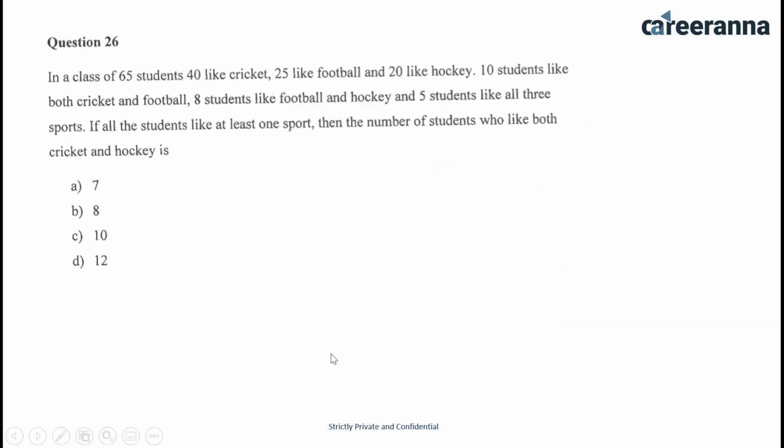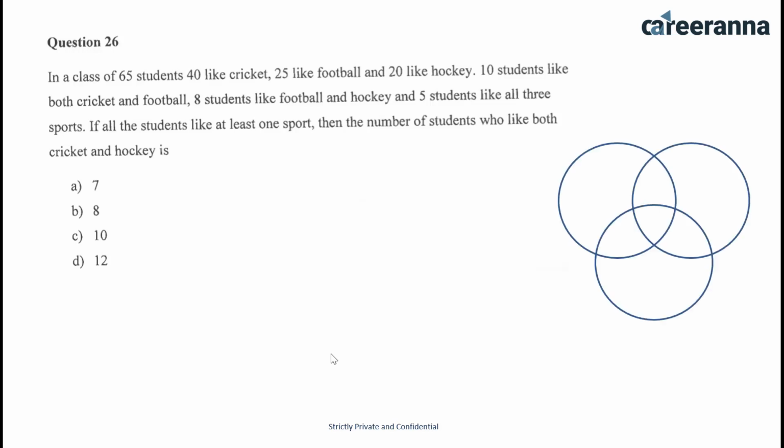So the question is saying, in a class of 65 students, 40 like cricket, 25 like football, and 20 like hockey. 10 students like both cricket and football, 8 students like football and hockey, and 5 students like all 3 sports. If all the students like at least one sport, then the number of students who like both cricket and hockey is. And the options given to us are 7, 8, 10 and 12. Let's see how we can do this question.